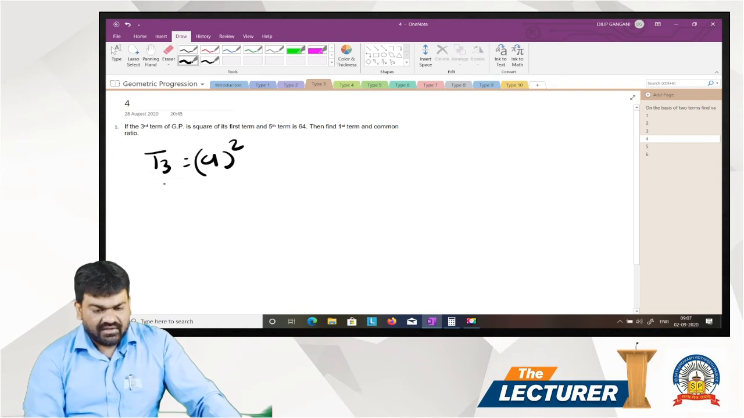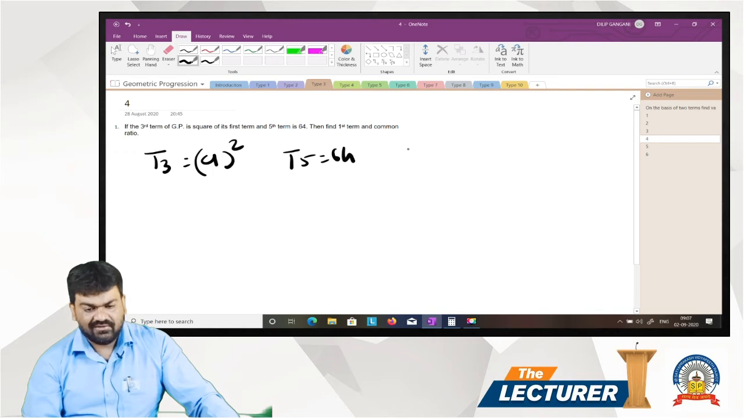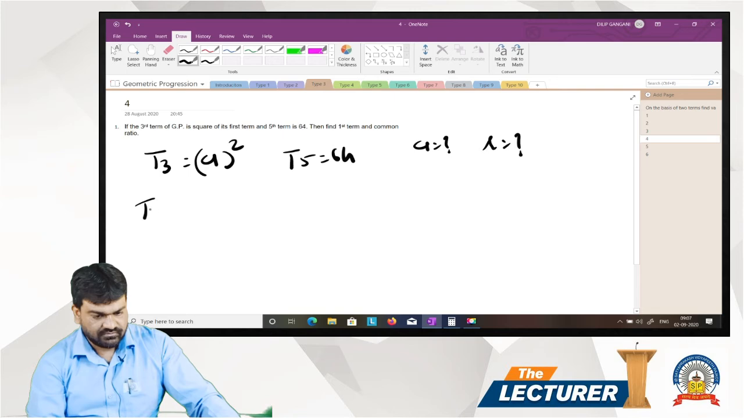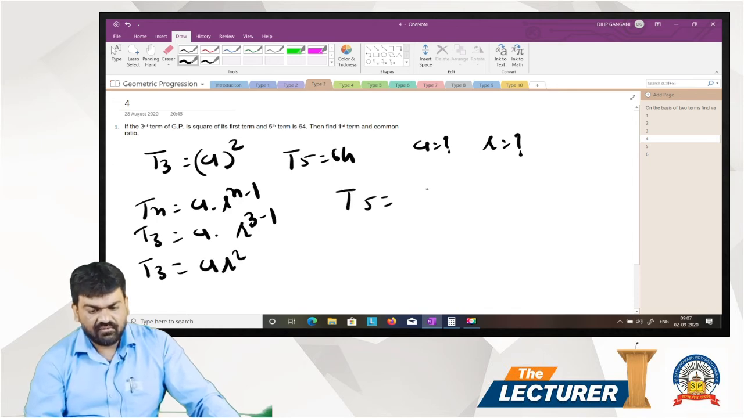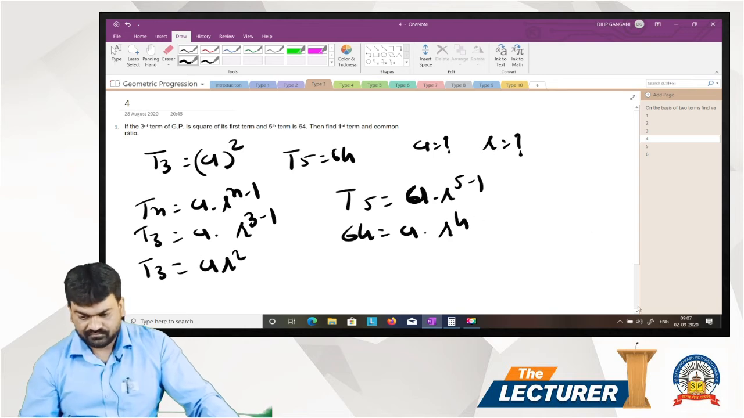And fifth term, that is T5, is equal to 64. Find first term and common ratio, that is A and R, we have to find out. Tn is equal to A R raised to n minus 1. T3 is equal to A R raised to 3 minus 1, T3 is equal to AR square. T5 is equal to A R raised to 5 minus 1, T5 is equal to 64, A R raised to 4.